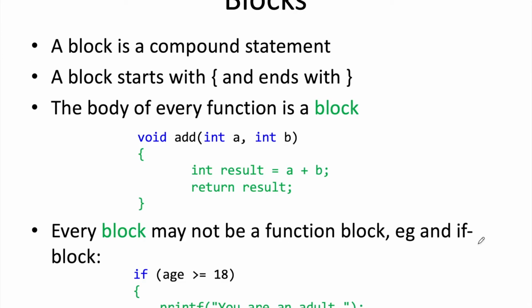A block is a compound statement. A block starts with an open curly bracket and ends with a close curly bracket. You can see a block of code in this example. It has an open curly bracket and a close curly bracket. Everything within this block of code can have a single statement or multiple statements. You can find a block of code in an if block or in a function.